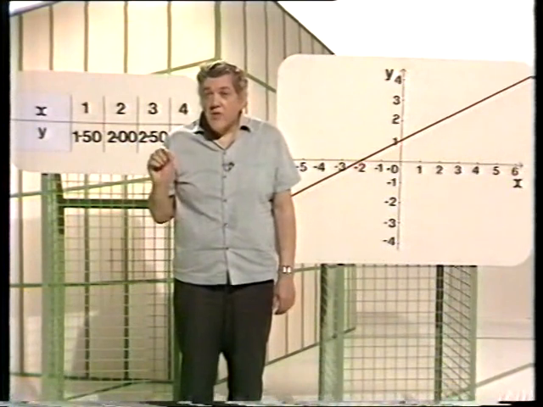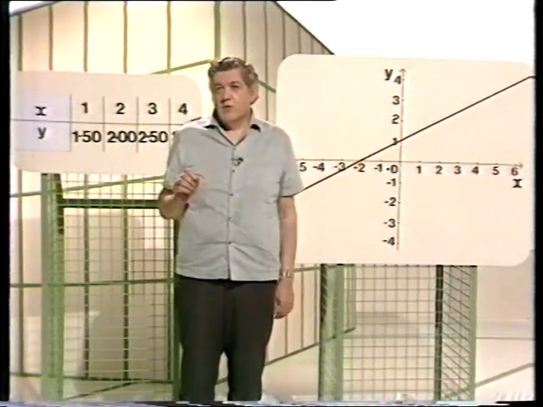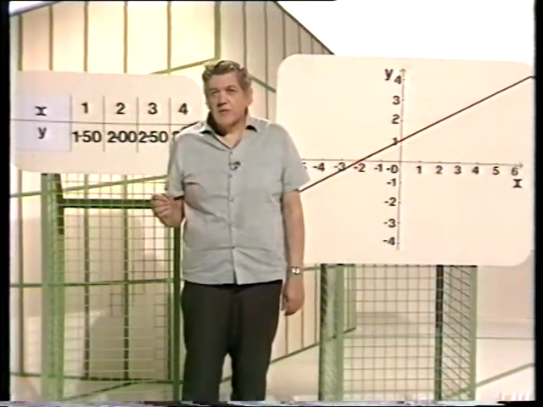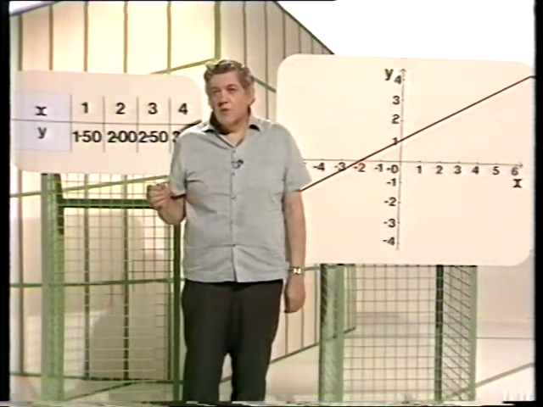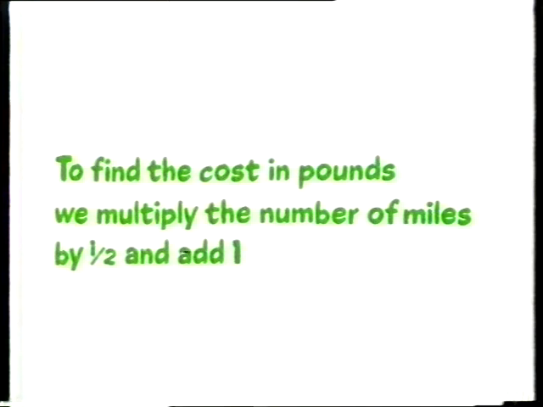Now, there is a third way of looking at this situation. We can express things in terms of a simple English sentence. To find the cost in pounds, you multiply the number of miles by a half and then add 1. Half because it's 50p, or half a pound for every mile. 1 because of the £1 initial charge. This English sentence is as all-embracing as the graph.